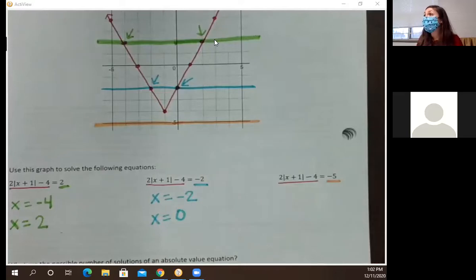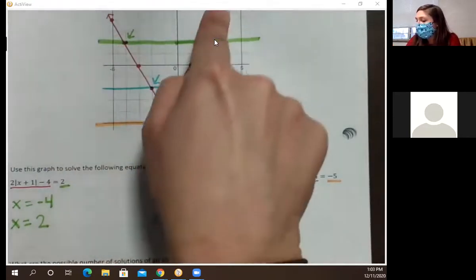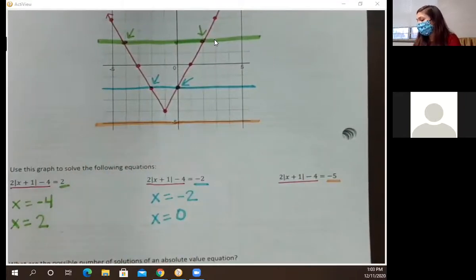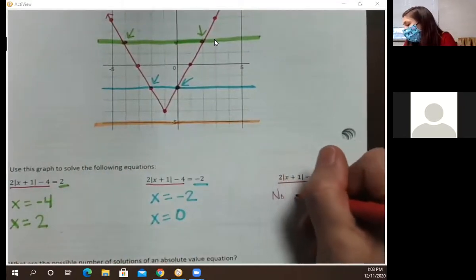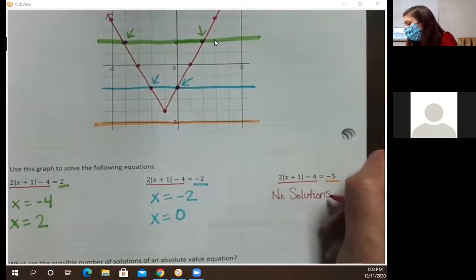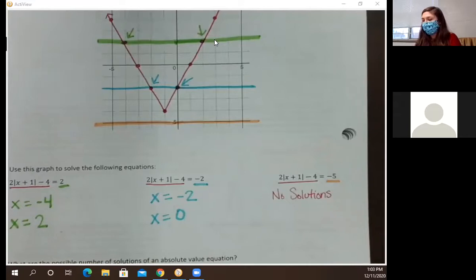This is like in our systems problems when we graphed parallel lines. They didn't have any places where they intersected. So we said that meant there were no solutions to the system. Same idea here, okay? My absolute value graph does not touch -5. So that means we have no solutions here. Okay, good job.